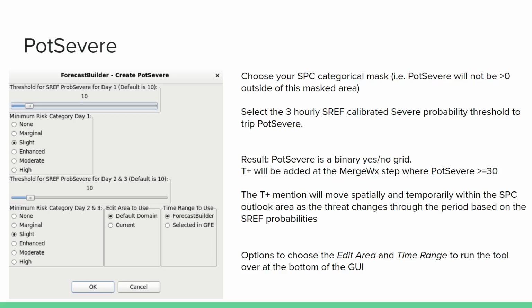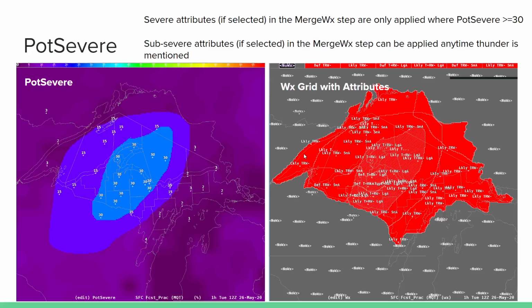So where in that mask, that probability from the SREF is tripped, you get a value of 30 for pot severe, which then results in T+ at the merge weather step. So it's essentially a binary yes-no grid. What happens is that the T+ mention will move spatially and temporally within the SPC outlook area as the threat changes through time and space based on the SREF probabilities. As you'll see in a lot of these GUIs, you can also change the edit area and time range that is being used to run this tool on.